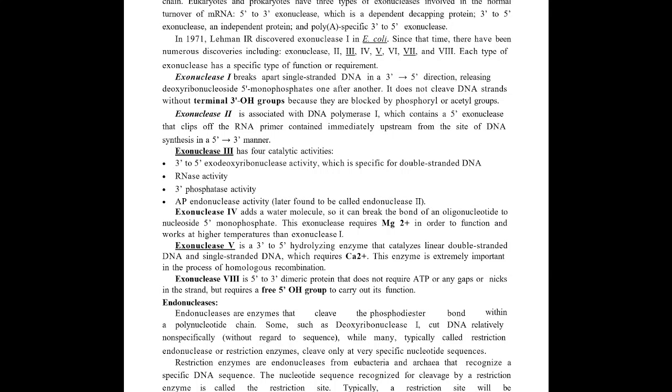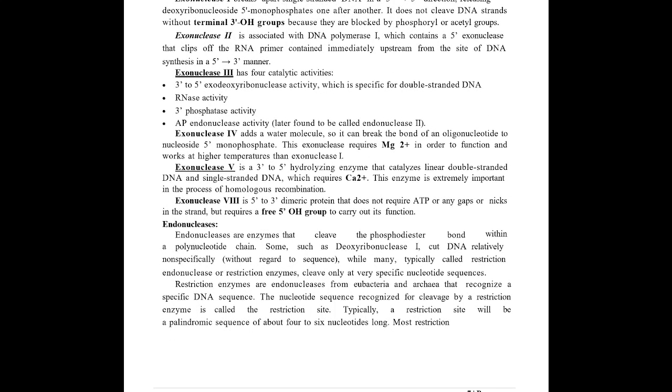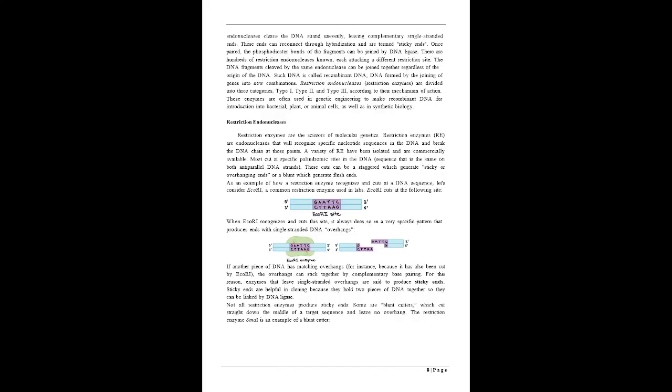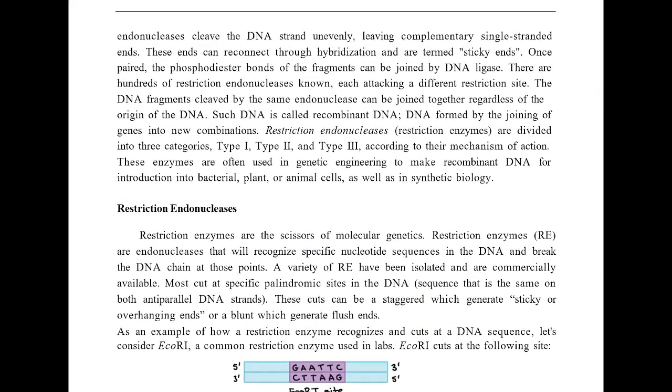And also exonuclease 8 is a 5' to 3' dimeric protein that does not require ATP or any gaps or nicks in the strand. It requires a free 5' OH group. Now endonucleases are enzymes that cleave the phosphodiester bond within a polynucleotide chain, and most of them are called the restriction endonucleases. They identify 4 to 6 nucleotide long palindromic sequences, and cut them very specifically, leaving sticky ends, sometimes blunt ends as well.